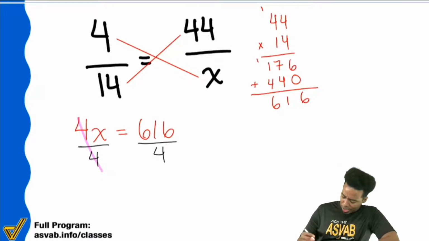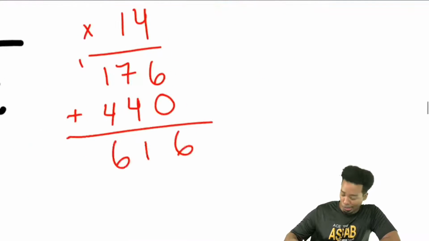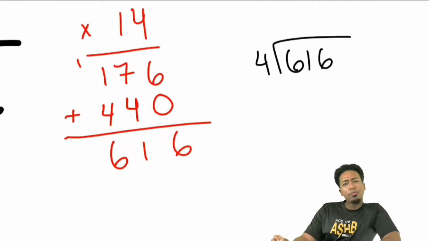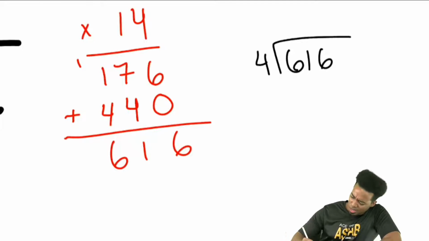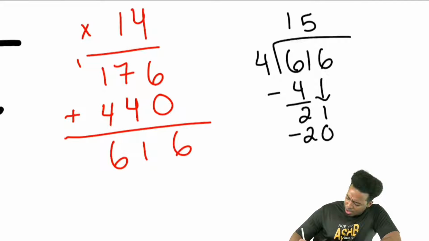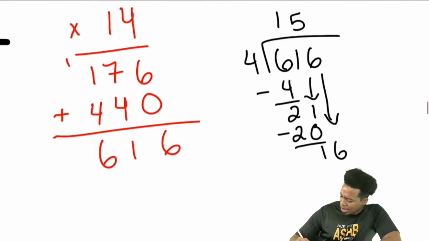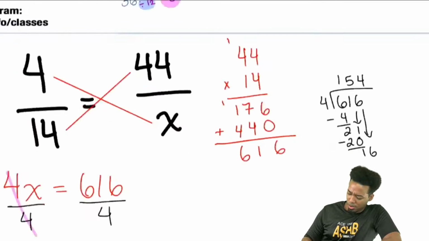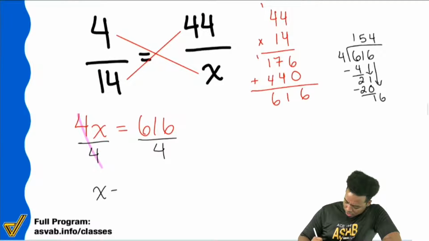Okay, great. Sounds good. Let's go ahead and do that over here now. 4 going into 616. All right, everybody, 4 goes into 6 how many times? It's going to be 1. Subtract the 4, you're going to get 2. Bring down that 1. 4 goes into 21 5 times. Then you got the 1. 4 goes into 16 4 times. And we have ourselves 154. So our final answer is x equals 154.